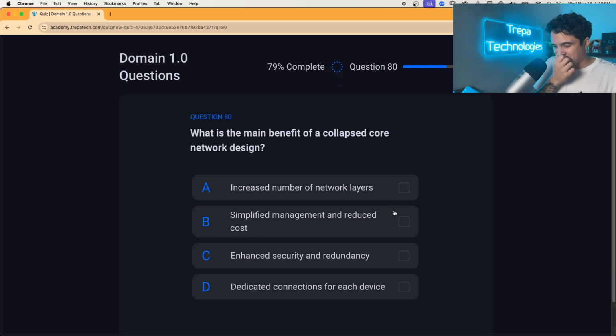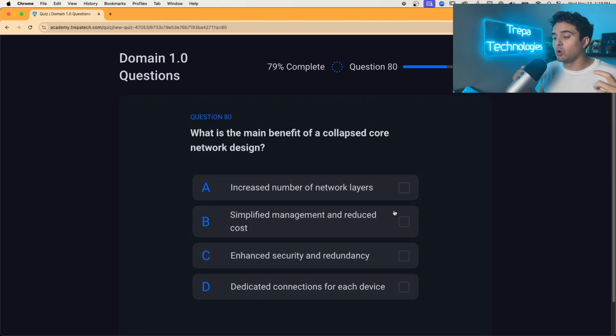Question 80. What is the main benefit of a collapsed core network design? So we have our 3-tier, we have our collapsed core. 3 tiers for those large campus networks, very large, thousands, tens of thousands of users, and you have 3 layers, a core, distro, and access layer. You look at the Cisco model, that's the core 9500, 9600 Catalyst, distro 9400 or 9500, it depends, and then the 9200, 9300s at the access layer.